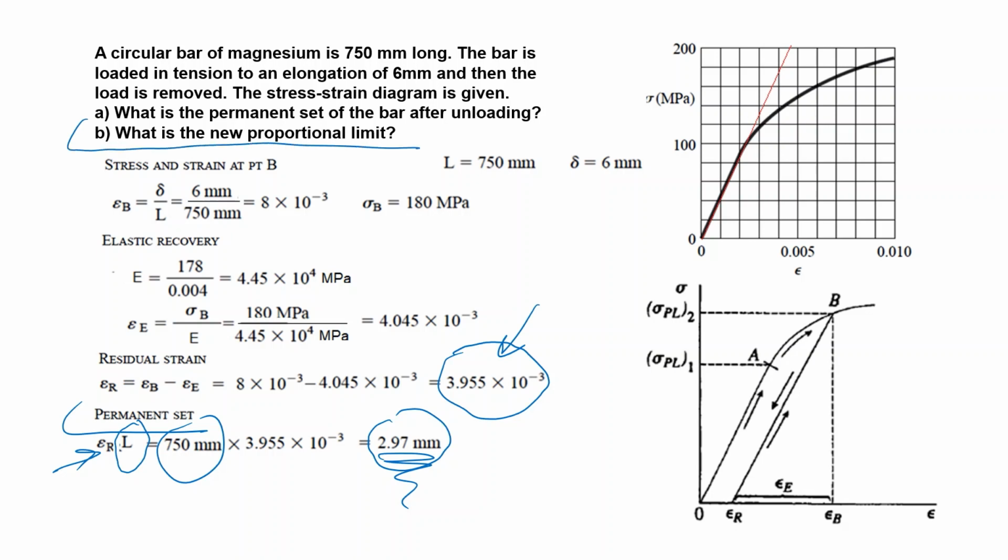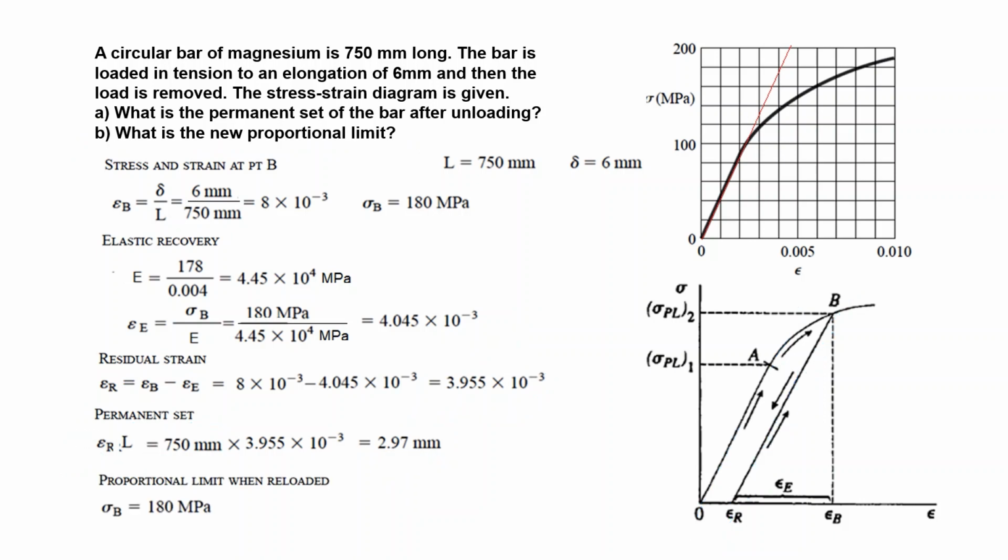So we know that when you load and unload, every loading and unloading, when you start loading from here, will follow the slope in the beginning, so your proportional limit when reloaded will remain 180.